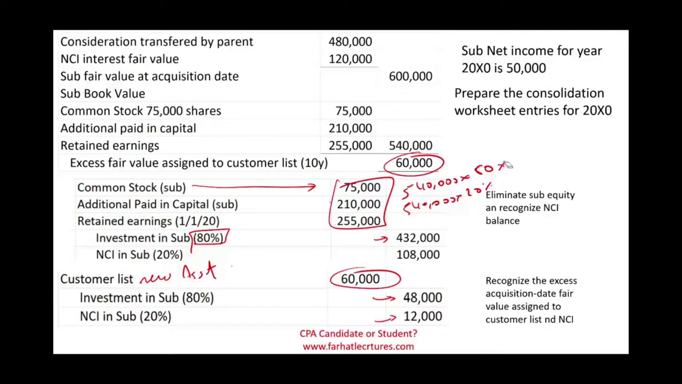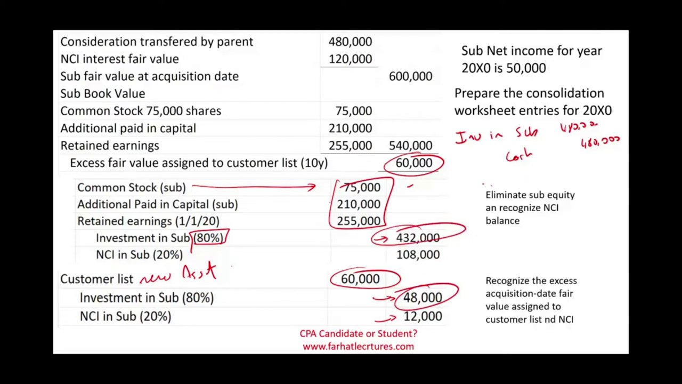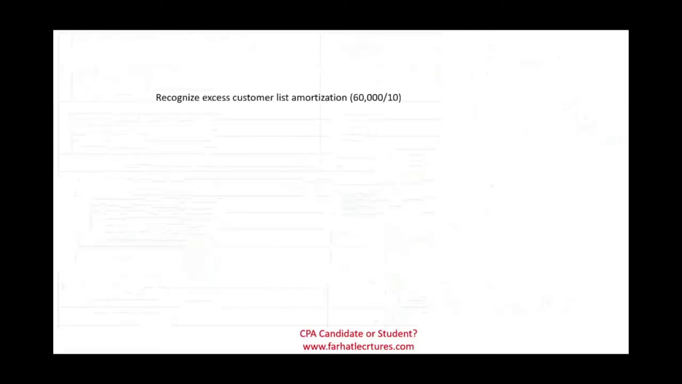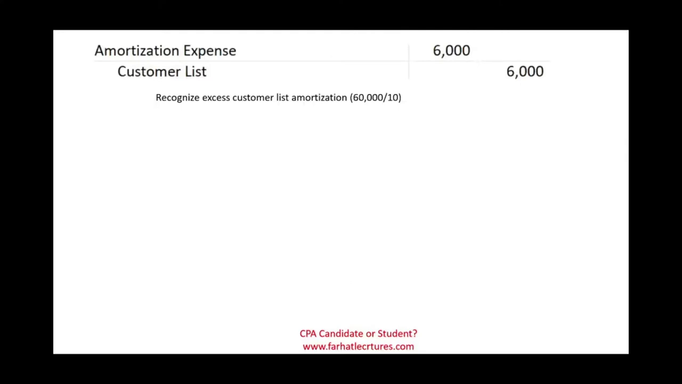Now, bear in mind, I did not show you the original journal entry. Basically, when we purchased the company, at this point, I assume you know it. It's going to be investment in sub 480, and we're going to assume we paid cash, credit cash 480. I did not do this entry because at this point, if you are looking at this lecture, you're way advanced. So you know there's an investment in sub of 480. We're eliminating this investment as we are doing the consolidation. Now, since we have this new asset, 60,000, we are going to have excess amortization. So we have to recognize amortization of 6,000 because we're going to amortize the 60,000 over 10 years.